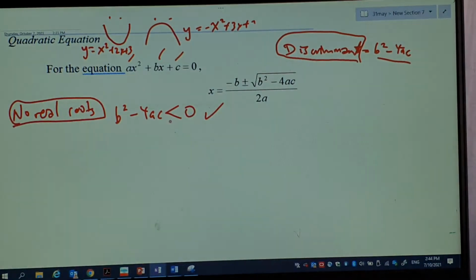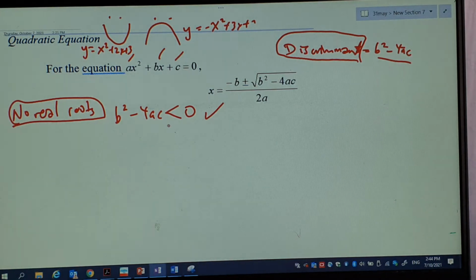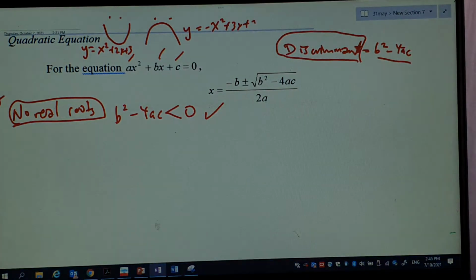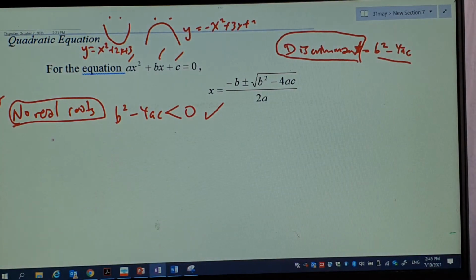Now, just like I told you before, there are many ways to ask what's your name. What's your name? How may I address you? What do people call you? We are all asking you what's your name. So same thing here, no real roots. Instead of asking you no real roots, they can say the curve does not intersect the line, or does not cut the line.